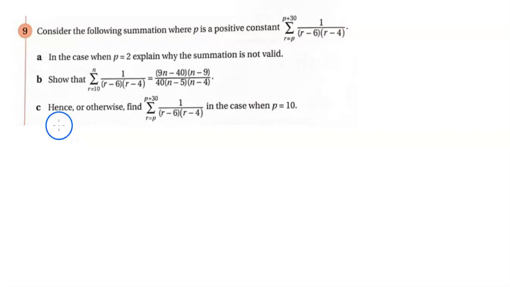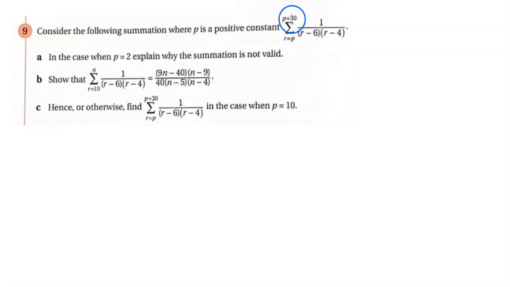Exercise 3.2a, question 9. Consider the following summation when p is a positive constant: the sum from r equals p to p plus 30 of 1 divided by (r minus 6) times (r minus 4). For part A, it says, in the case when p equals 2, explain why the summation is not valid.